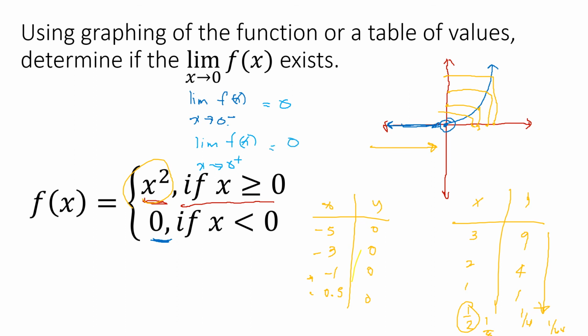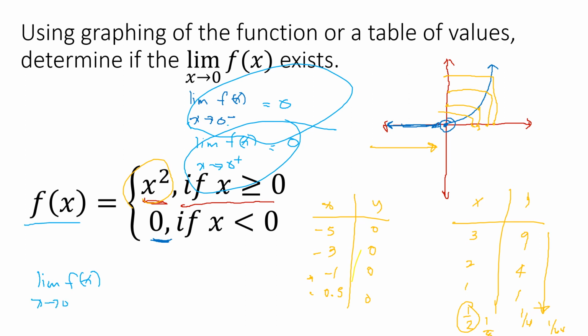Now, because the left-hand limit and the right-hand limit are equal to one another, we therefore say that the limit of the function f of x, which is this piecewise function here, as x approaches 0 from both directions, is equal to 0.